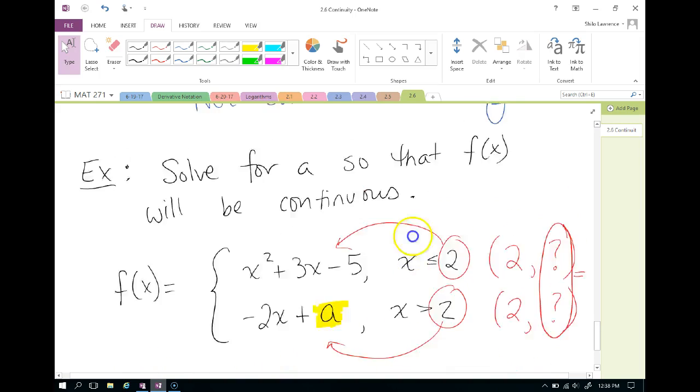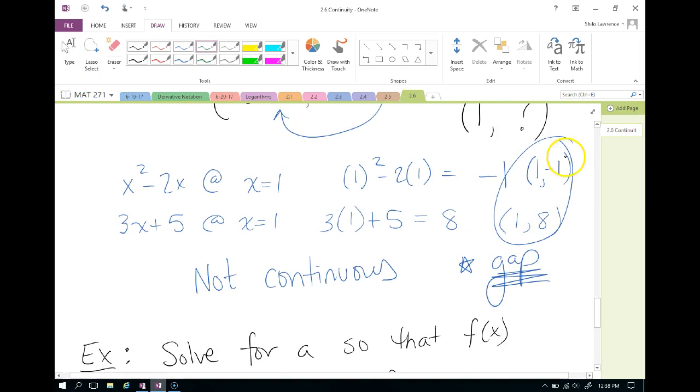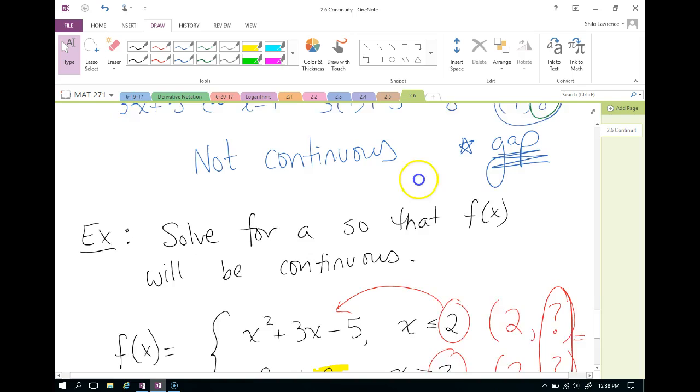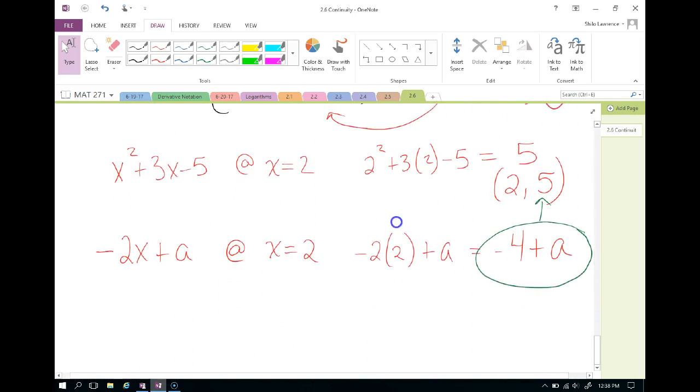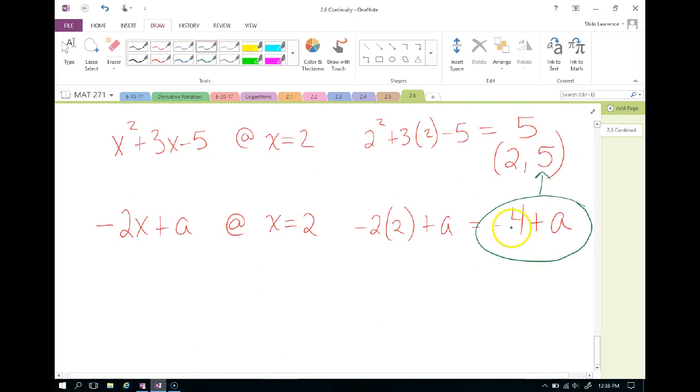That's why the last problem was not continuous, because these guys were not the same. We had to jump from negative 1 to 8, and it made a giant gap in our graph. That's why it was not continuous. If we can make them the same, then it will be continuous. So I want negative 4 plus a to come out to equal 5.